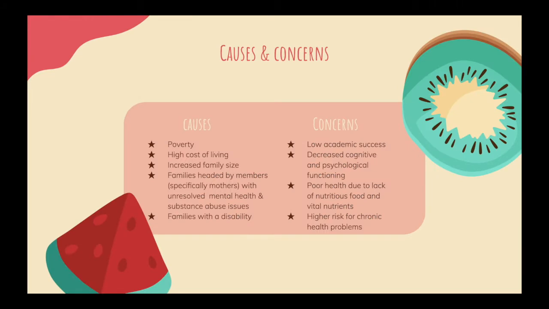When looking at the causes and concerns, we see that some of the main causes of food insecurity are pretty self-explanatory, such as poverty, high cost of living and rent, and increased family size with a low socioeconomic status, while some causes are more subtle, such as families with guardians who have untreated mental health and substance abuse problems, and families with parents or guardians who have a disability.